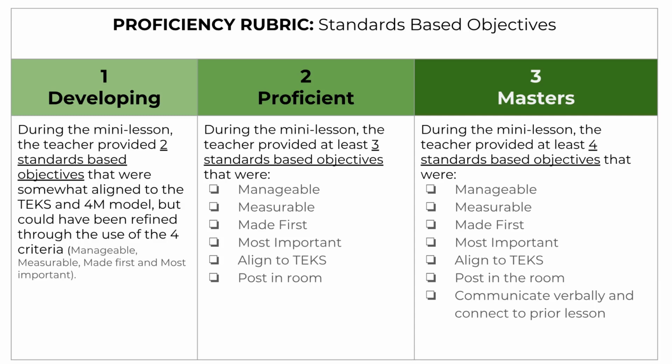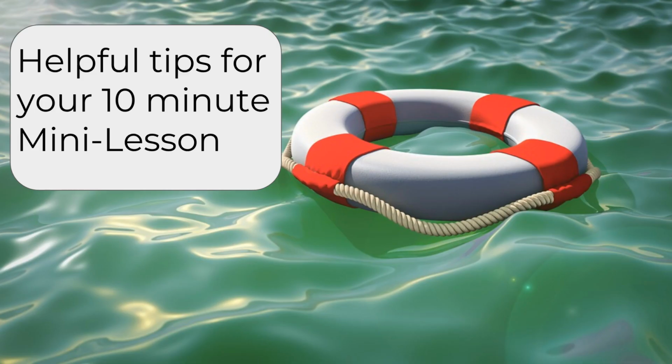Now that you've learned the basic components of the TEKS and how to write a 4M learning objective, let's review the proficiency rubric one more time. During the demonstration lab, you'll present a 10-minute mini lesson in which you model how to create standard-based objectives. You'll receive feedback based on the proficiency rubric you see on the screen. To earn credit for this course, participants must score at the proficient or master's level. The following slide contains a few tips to help you with your 10-minute mini lesson.